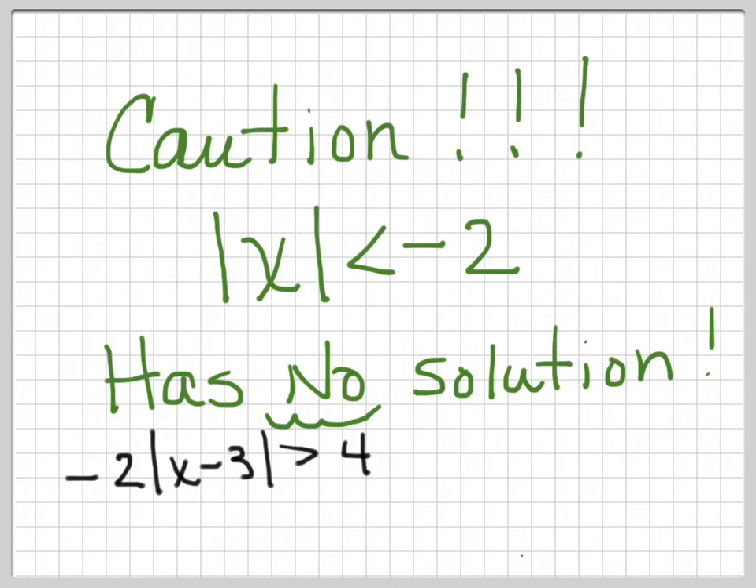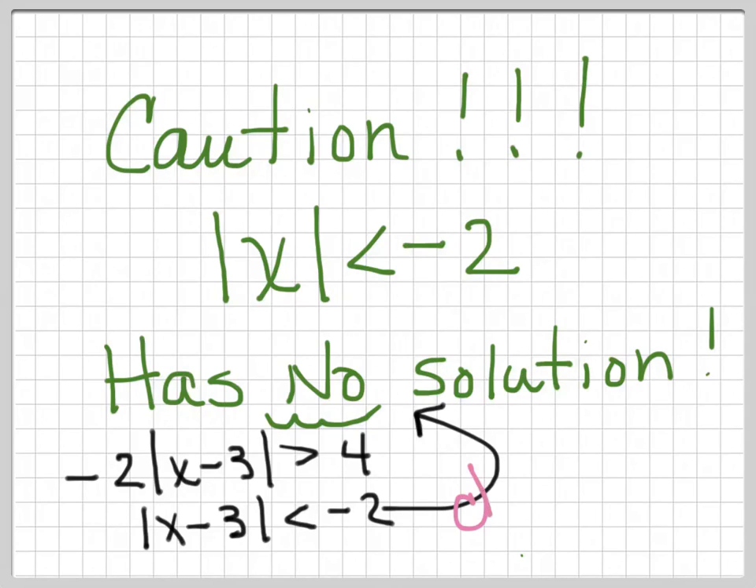But what you have to do, once again, the most important part is get your absolute value by itself. If we divide both sides by negative 2, we have the absolute value of x minus 3 is less than negative 2, which we can't work with, because you cannot have an absolute value that is less than negative 2, because distance can never be negative. So be careful. You know I'm going to throw one of those at you on a quiz or on a test.